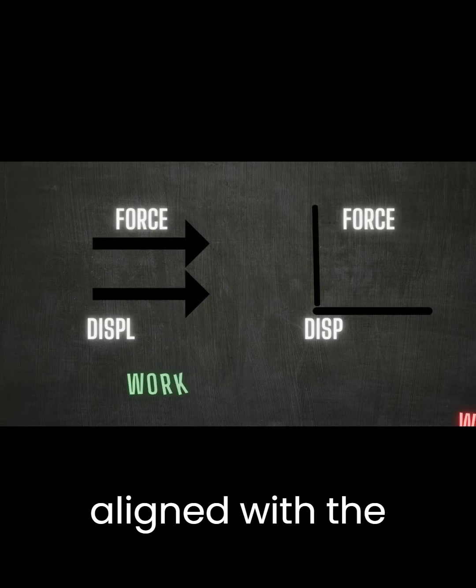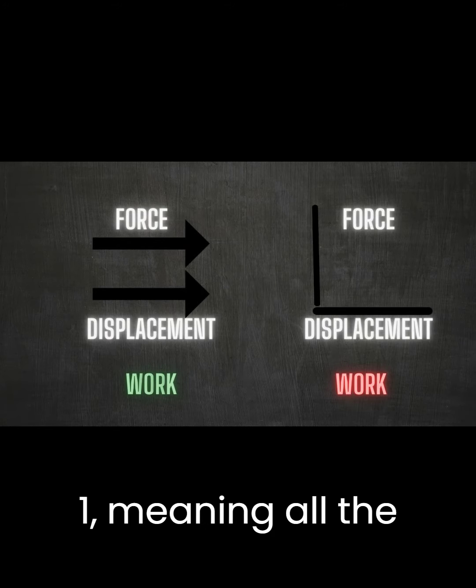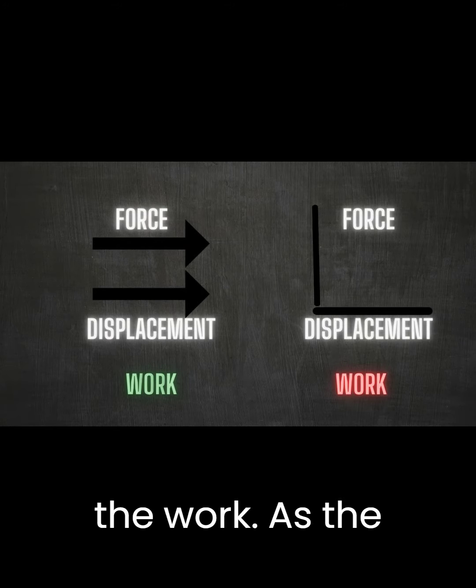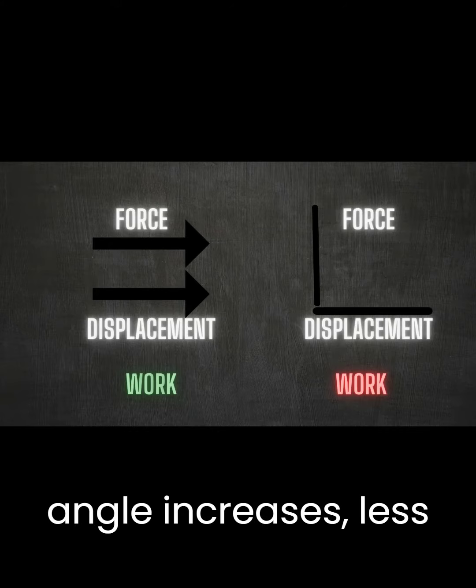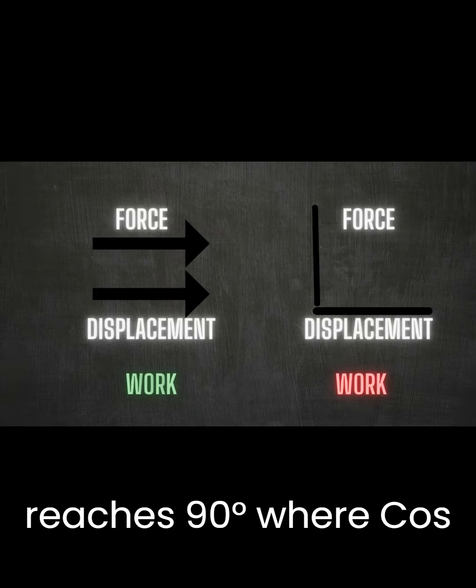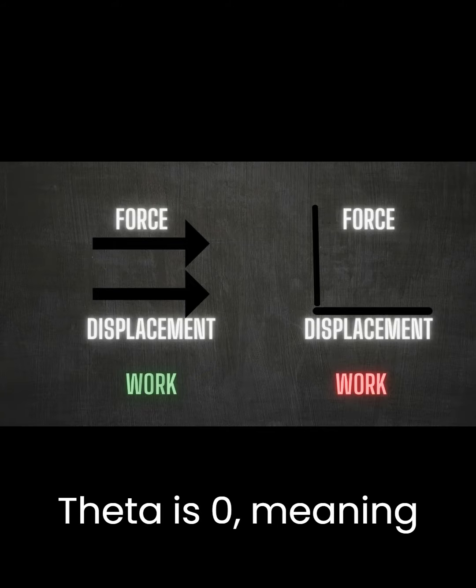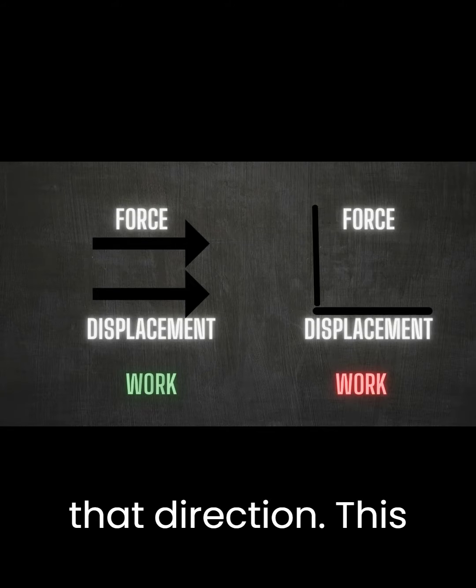When the force is aligned with the displacement, cos theta is 1, meaning all the force contributes to the work. As the angle increases, less of the force contributes until it reaches 90 degrees, where cos theta is 0, meaning no work is done in that direction.